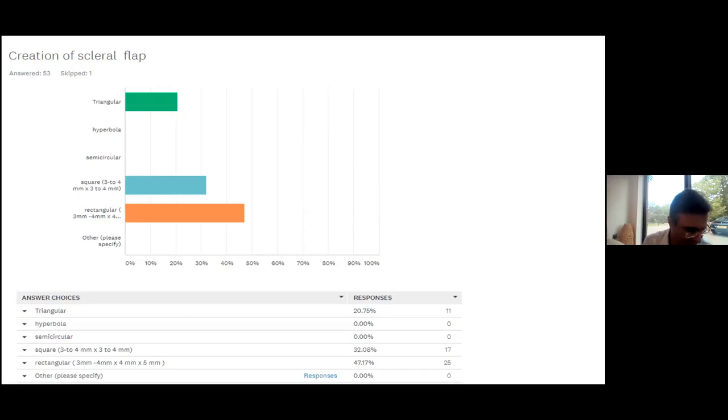Once you've done the mitomycin C, how do you actually create a scleral flap? So it was very encouraging to see that almost 80% of surgeons make a square or a rectangular flap. But it was equally discouraging that about 20% of senior surgeons actually make a triangular flap, which was very confusing because, as you all know, the aqueous flows along the path of least resistance.